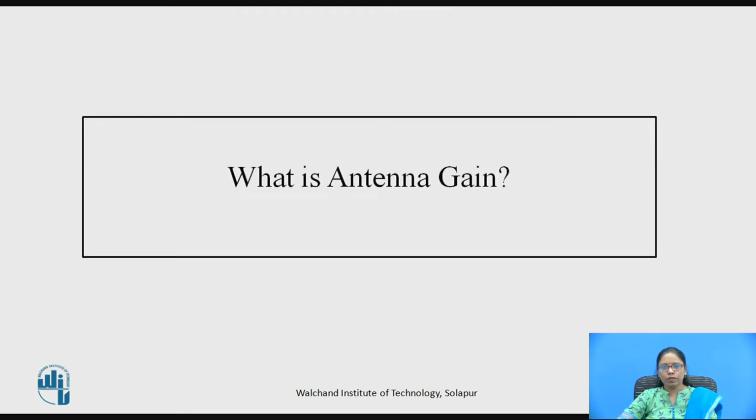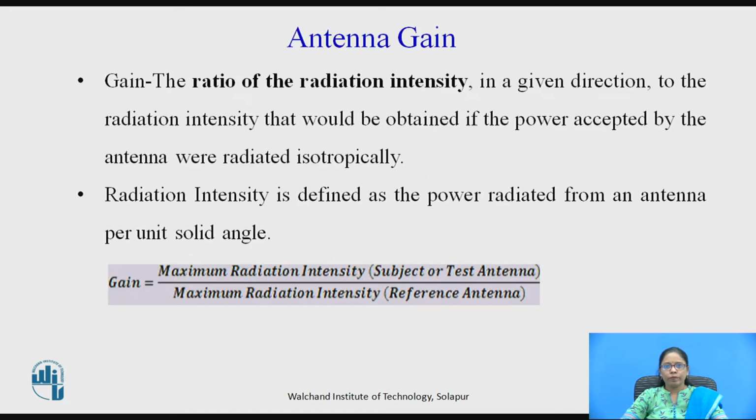As we are talking about gain measurement, let us try to understand what is meant by antenna gain. Antenna gain is the ratio of radiation intensity in a given direction to the radiation intensity of the isotropic antenna when both are provided with an equal amount of power. Radiation intensity is the power radiated from the antenna per unit solid angle. Mathematically, gain is the maximum radiation intensity of the subject or test antenna to the maximum radiation intensity of the reference antenna.